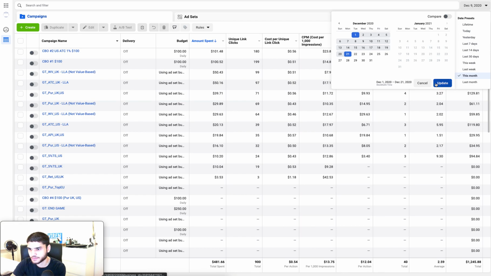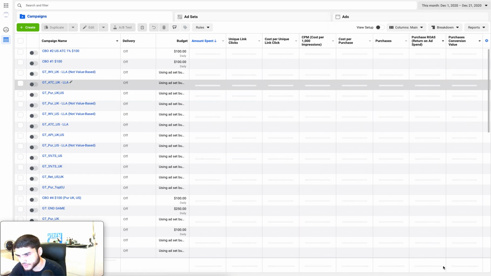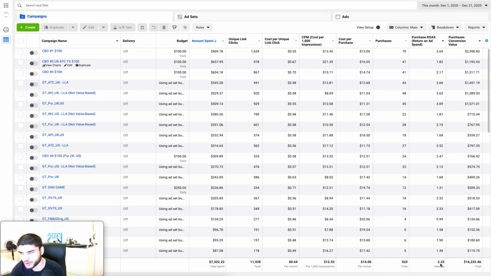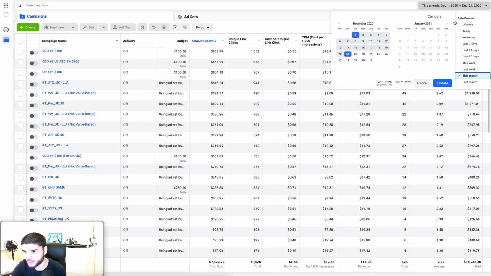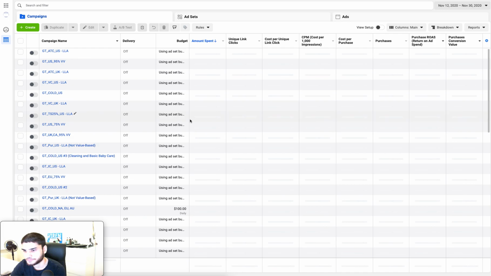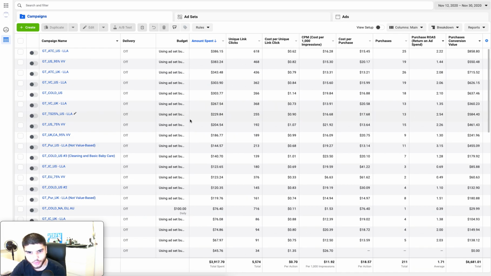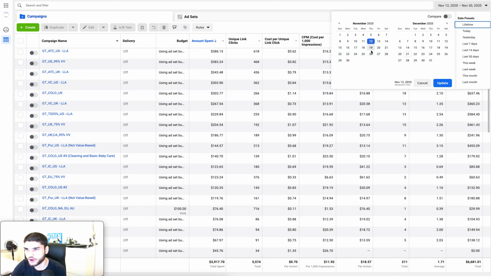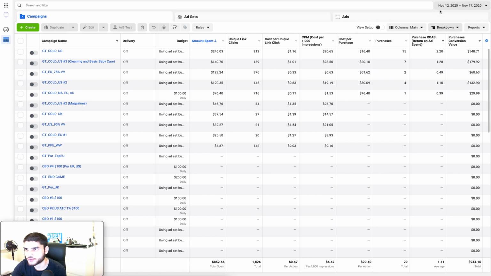Let me show you guys this month. So you'll see a 2.22 return on ad spend this month, probably more than that, just Facebook doesn't record all sales. Let's just go ahead and check out the last month, the month before that, and you'll see a 1.71 return on ad spend. If we check out the dates before I launched my lookalike audiences, it was 17th to the 12th. We're looking at a 1.11 return on ad spend.